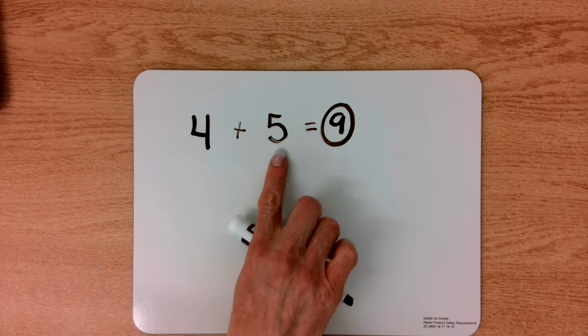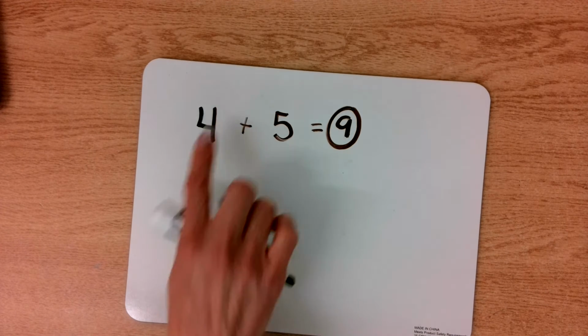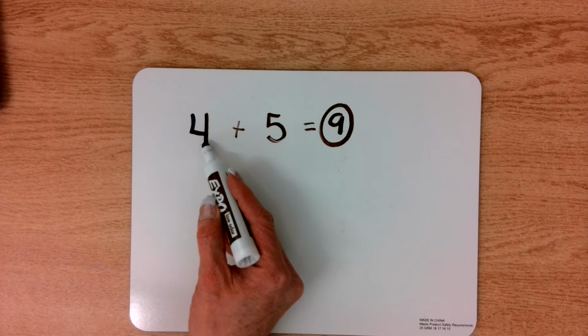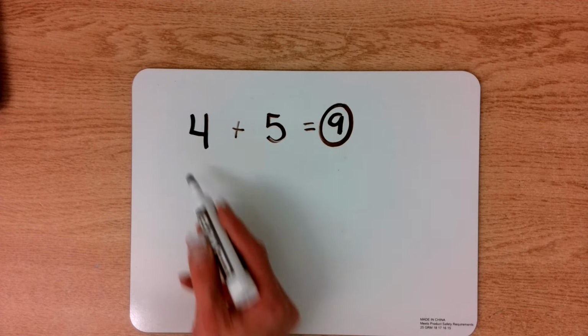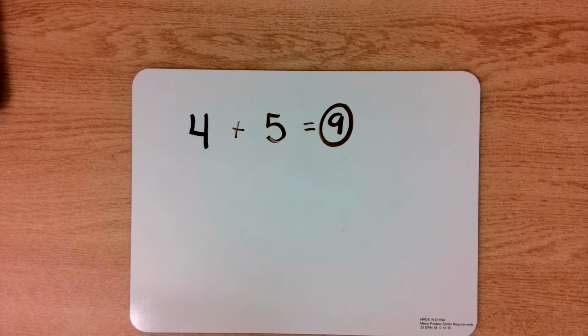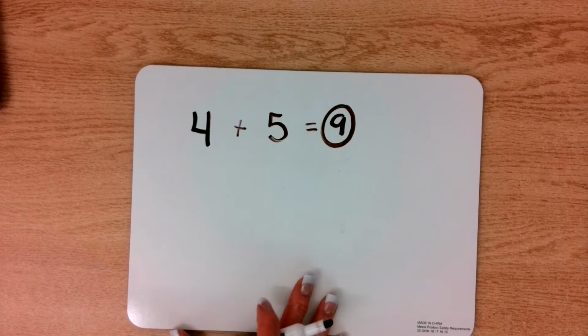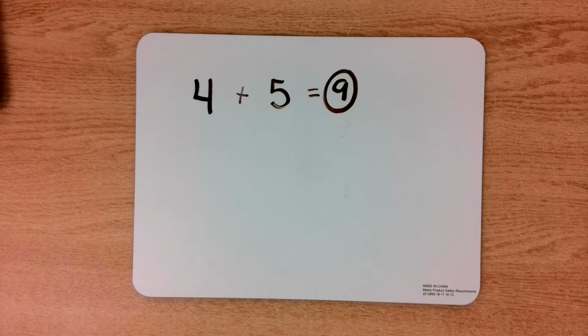Awesome. Remember, take the bigger number and add on, unless you know what 5 plus 4 is or 4 plus 5 is. Awesome. You could also take a double. If you knew what 4 plus 4 was, 4 plus 4 is 8, add 1 more, it's 9, right? Because this isn't a 4, this is a 5, so there'd be an extra 1. Okay, that's another strategy of adding.